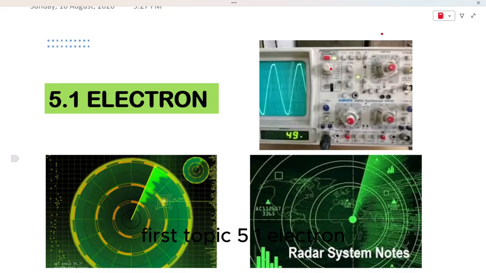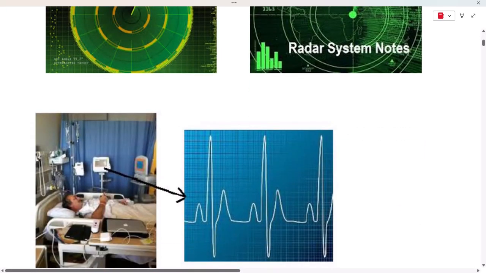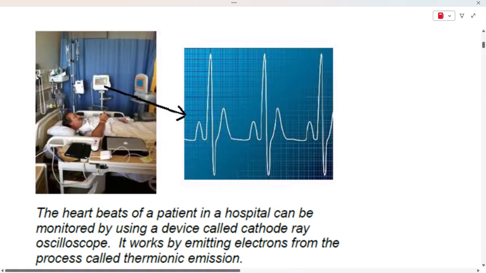Okay, first topic, 5.1, electron. So here are the usages of electrons. We have a radar system and also what we call the cathode ray oscilloscope that we can find in the lab or in the hospital. The second picture shows the heartbeat. The heartbeat of a patient in hospital can be monitored by using a device called a cathode ray oscilloscope. It works by emitting electrons from a process called thermionic emission.